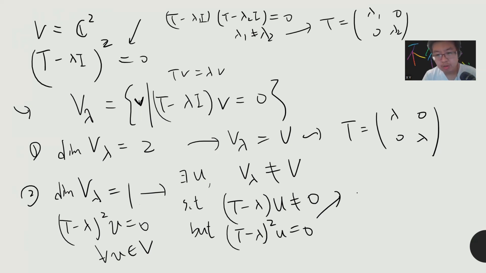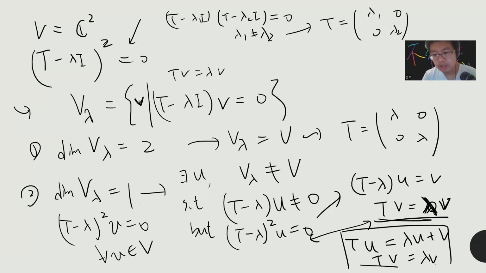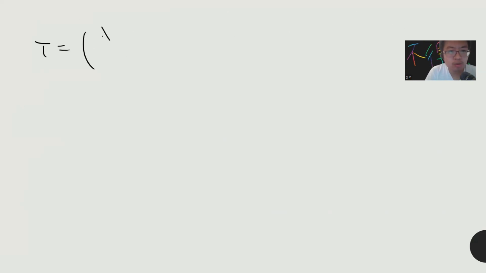So you can just write (T minus lambda) u defined to be v, and it's obvious that Tv is 0. Obviously T v_lambda is equal to lambda v. Which means that in this case you have a basis u, v such that Tu equals lambda u plus v, and Tv equals lambda v. So if you write T in terms of this basis, T equals lambda 0, 1. So this is the Jordan normal form.